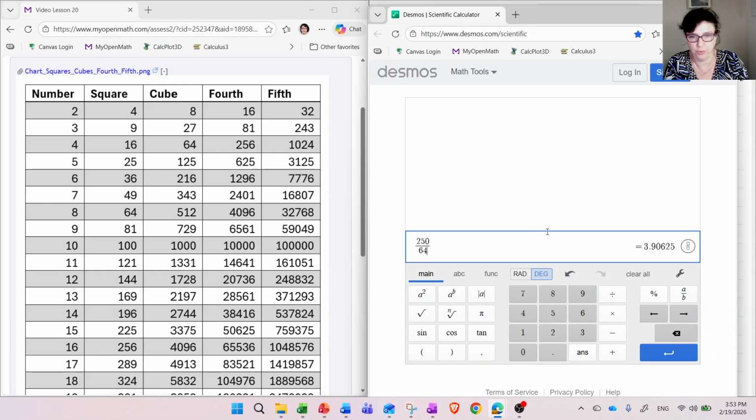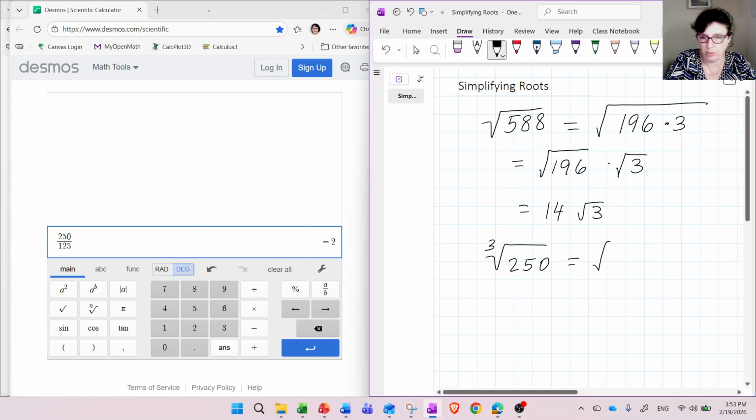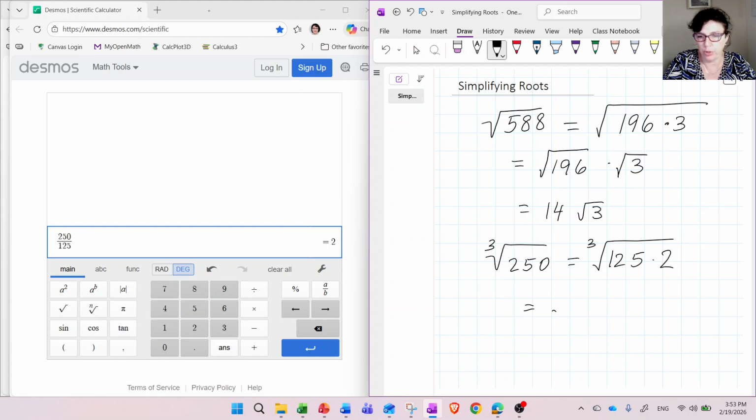Okay, how about 64? Actually, 125. Oh, okay, I got it. This was the second one I tried and I already got it. That means that I was able to write down 250 as 125 multiplied by 2. Now I'm going to split it into the cube root of 125 multiplied by the cube root of 2. But what is the cube root of 125?